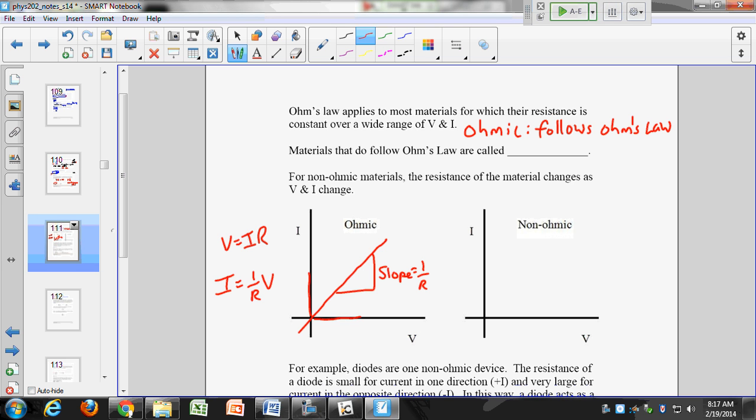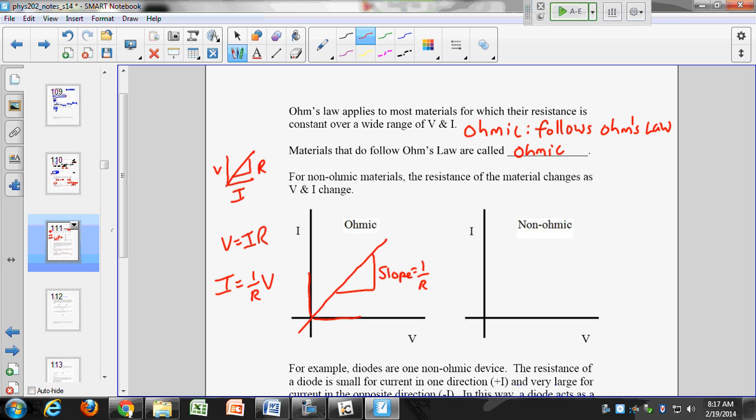If you plot V versus I, it'll look a little bit different. If I plot V versus I, the slope of that line is equal to what? Is equal to R. Okay, so that's ohmic devices, and they just follow Ohm's law. They're called ohmic devices.